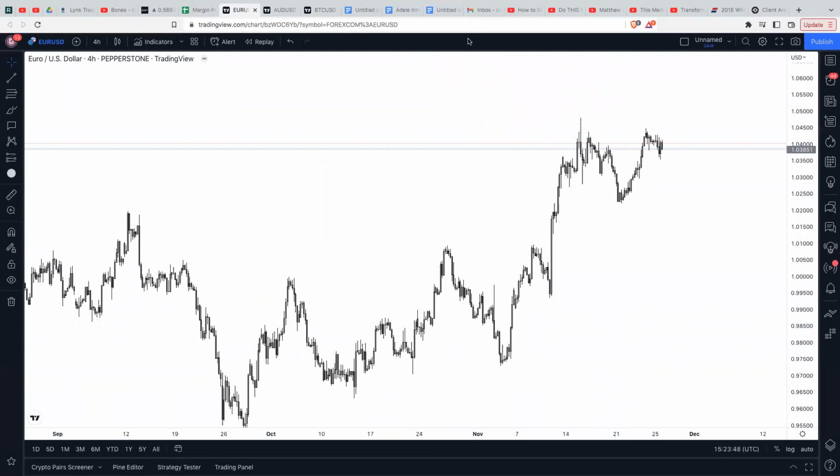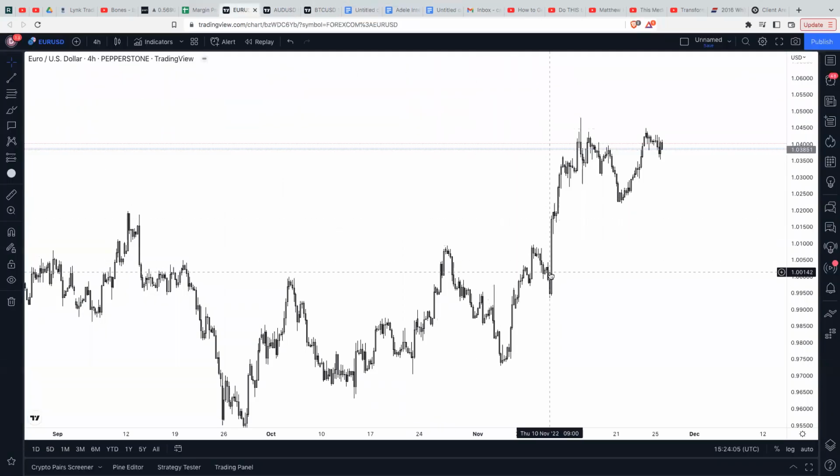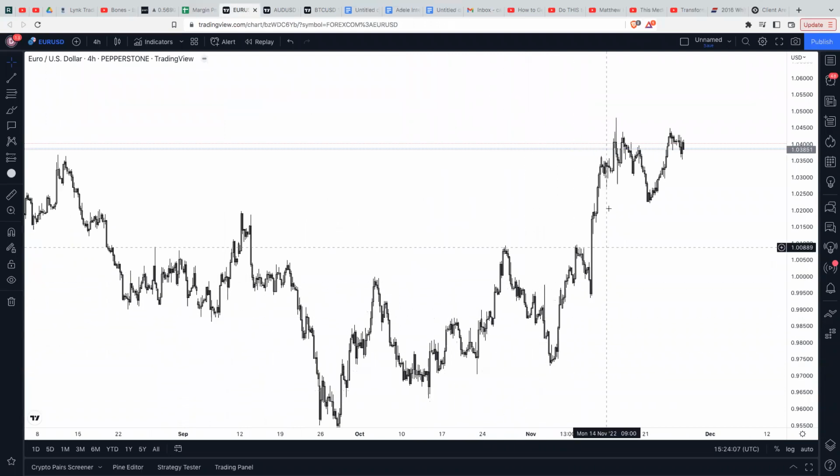Okay, sweet. Any questions? I'll just have a really quick look, see if there's anything else to go through. Yeah, so there's different sessions. The overlap between London and New York is where the most money is coming into the markets, and a lot of times you'll see big moves, or you'll see the move for the day at certain times.